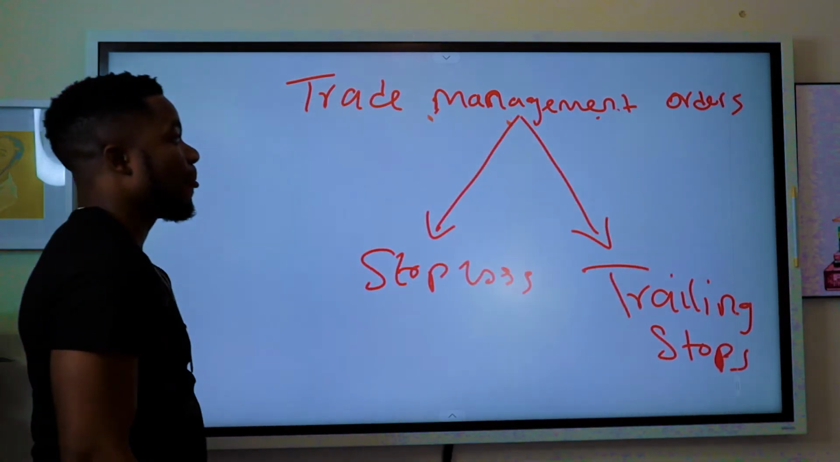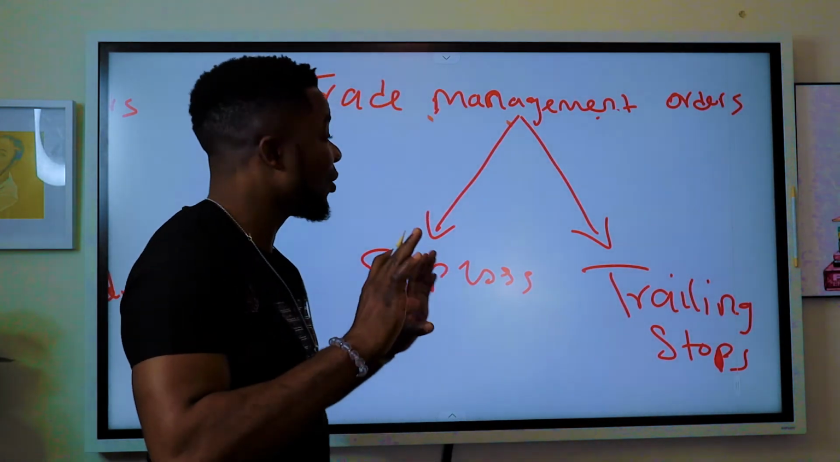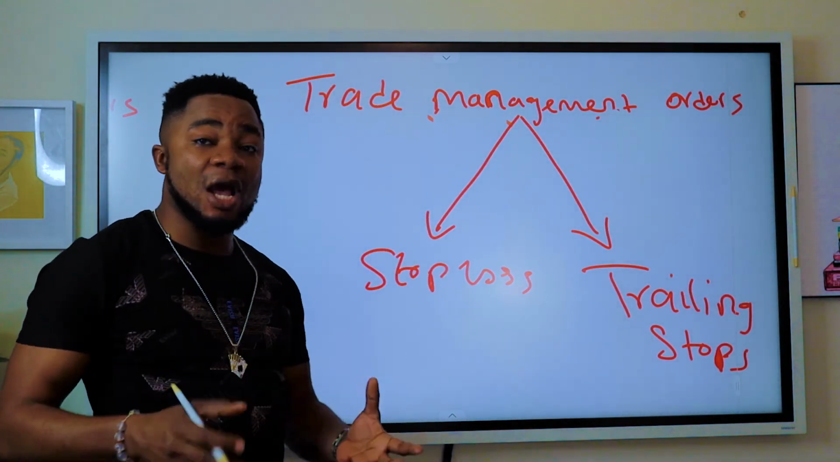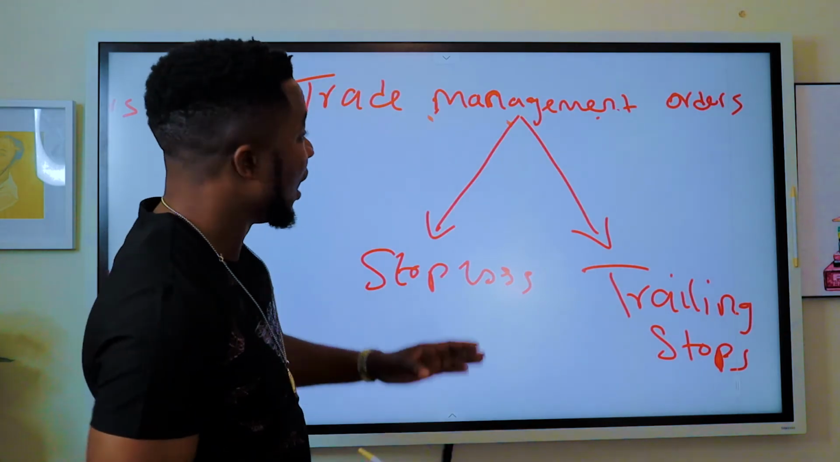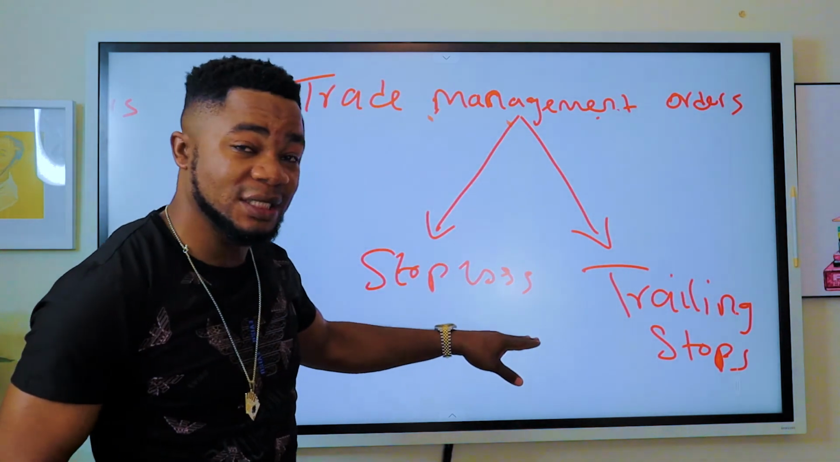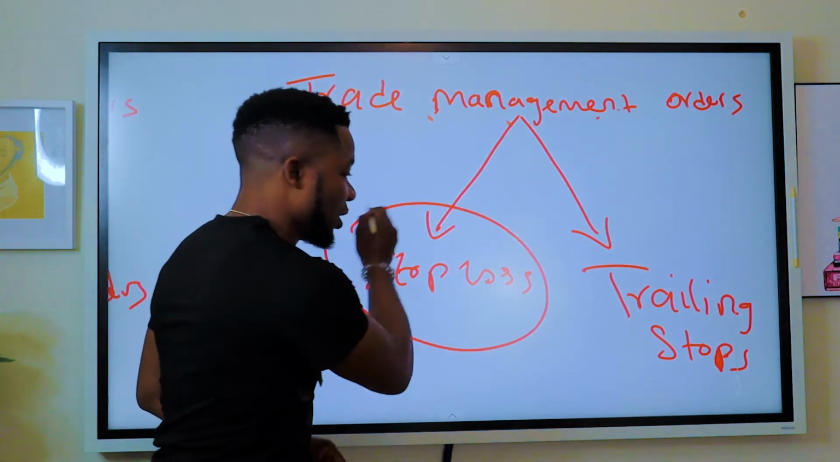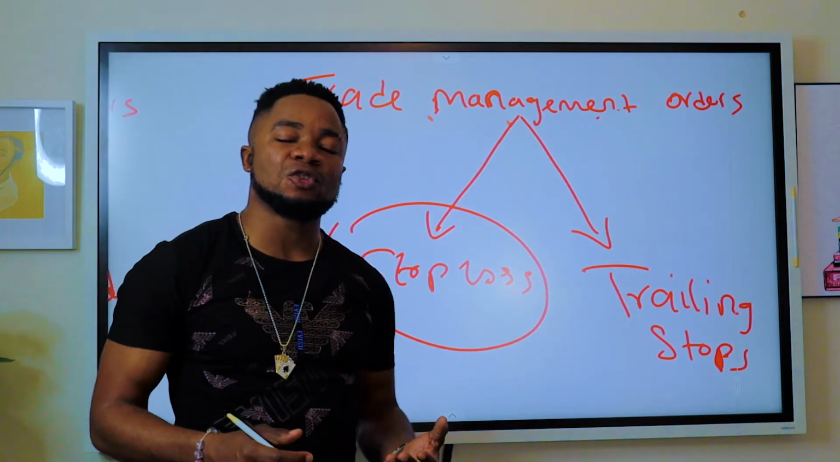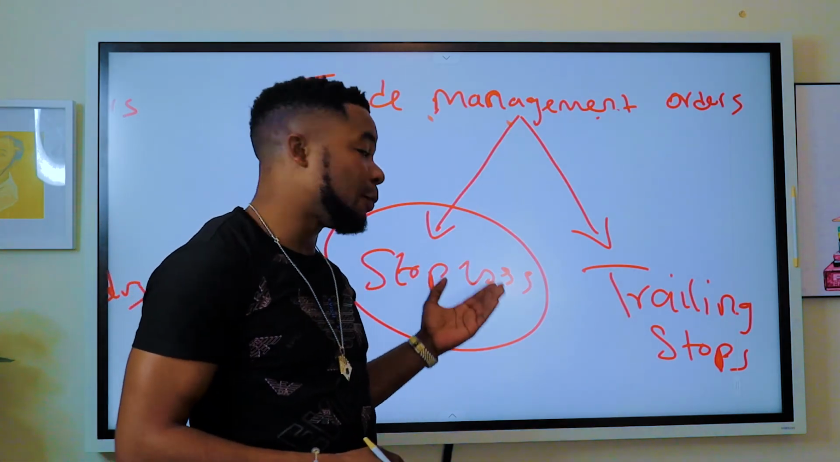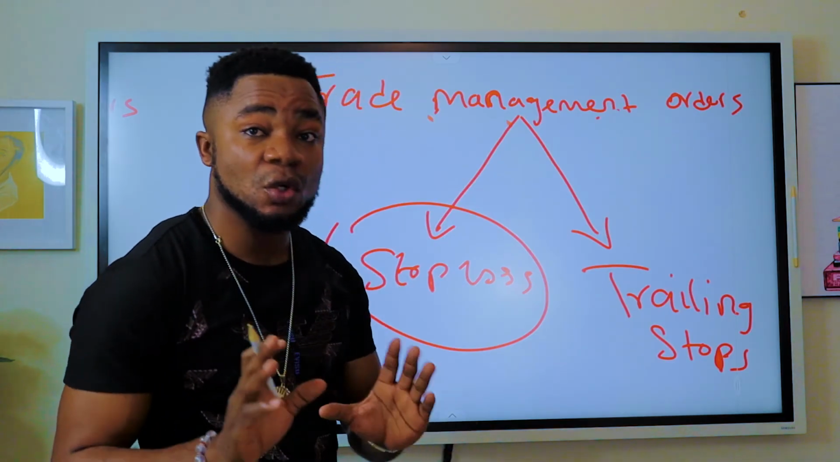Trailing stops. Good. So under trade management, after you've been able to place your trade, now it's time for you to manage your trade. And under trade management orders, you have what we call stop loss and trailing stops. We already explained what is a stop loss. A stop loss is just an order which you place, and once you place a stop loss on your trade, it limits the losses if the trade doesn't go your way.